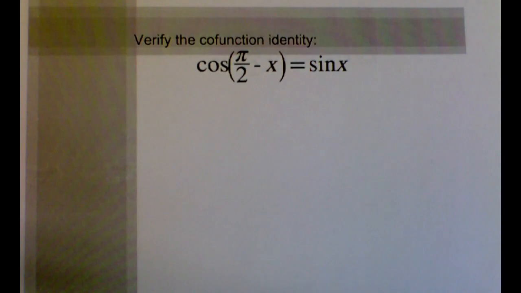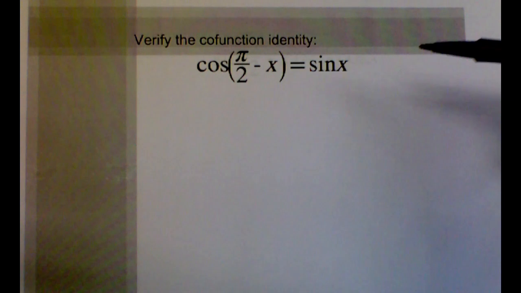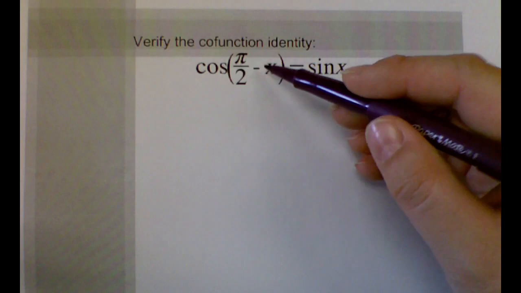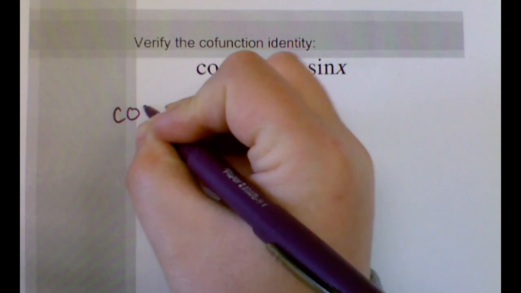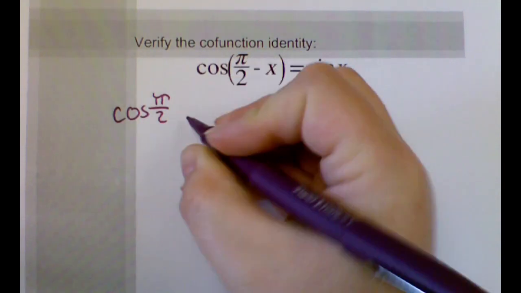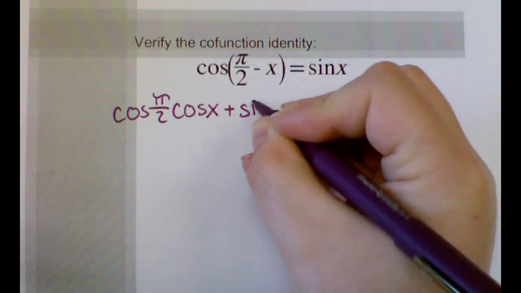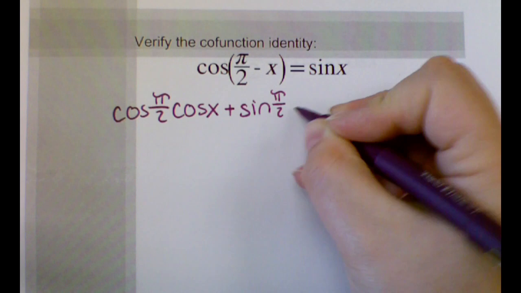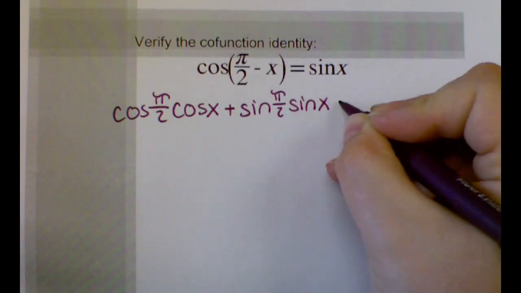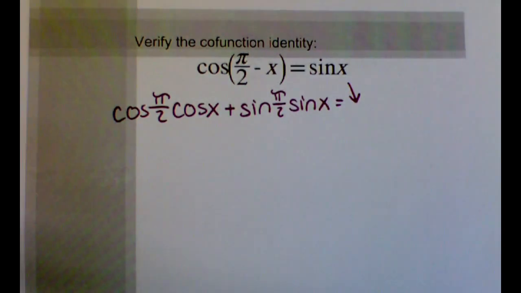All right, so we are going to verify now. This is a cofunction identity. This is one that we've had before. We've used this, but we're going to show why. All right, we have cosine of a difference. So I take cosine of the first times cosine of the second plus sine of the first times sine of the second. And we are hoping that'll equal sine of x.